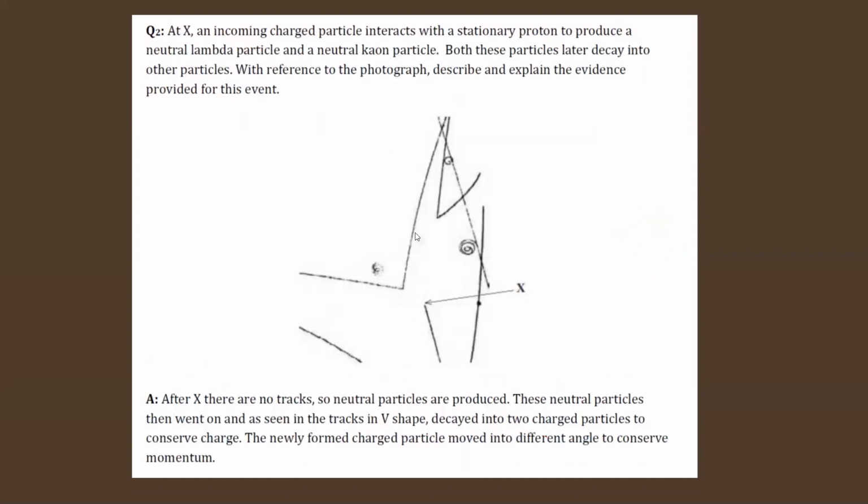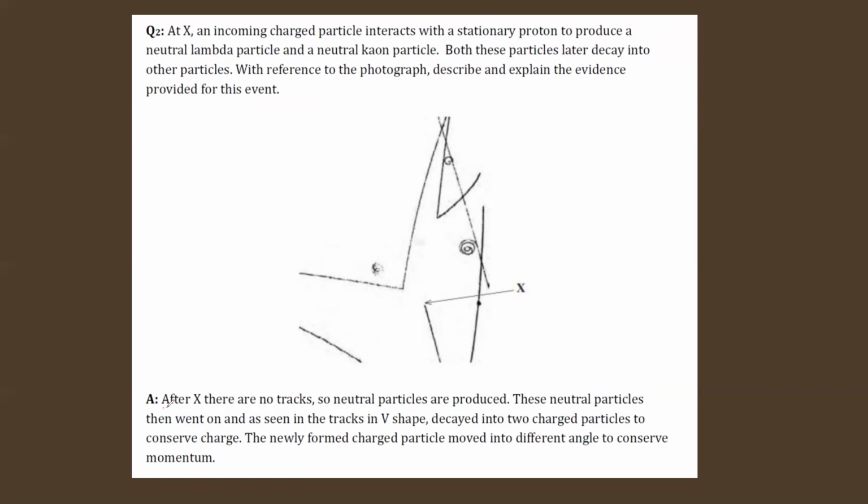Another picture shows the movement of the particles. The question is: at point x, an incoming charged particle interacts with a stationary proton and produces a neutral lambda particle and a neutral kaon particle. Both of these particles later decay into others. With reference to the photograph, describe and explain the evidence for this event. Like how this photograph is evidence that this happened.